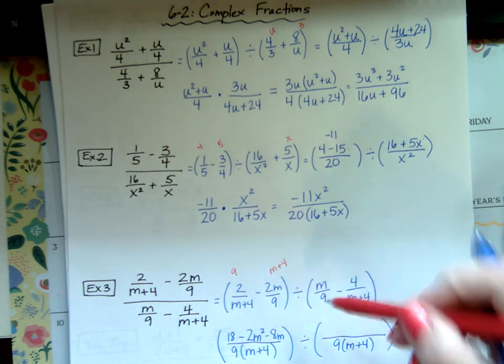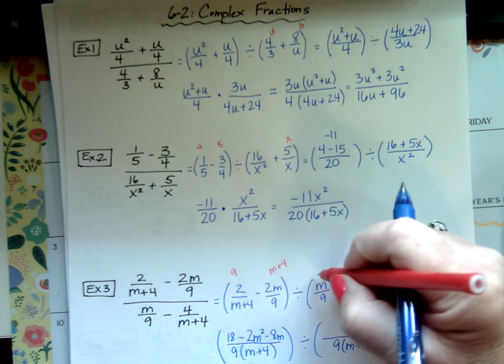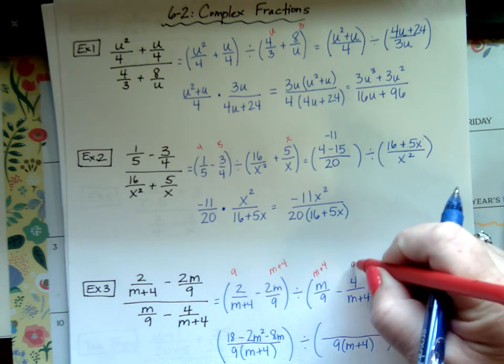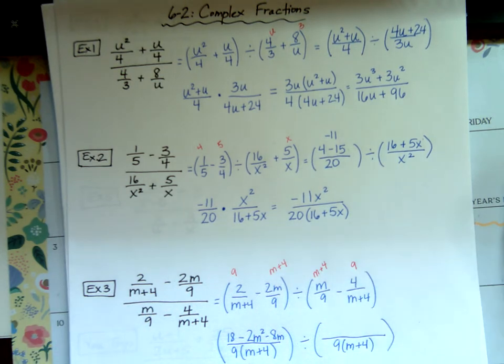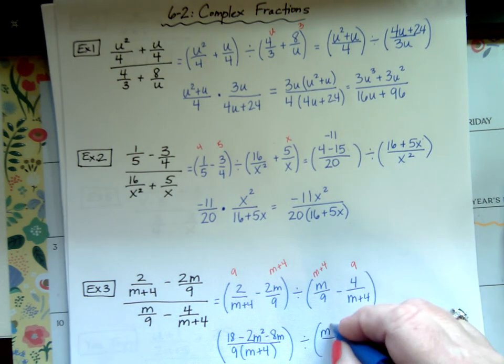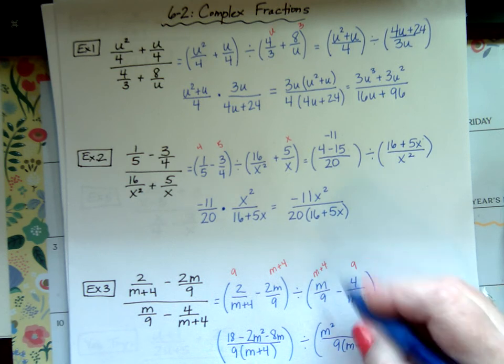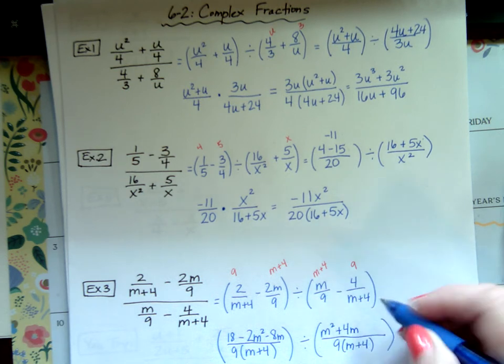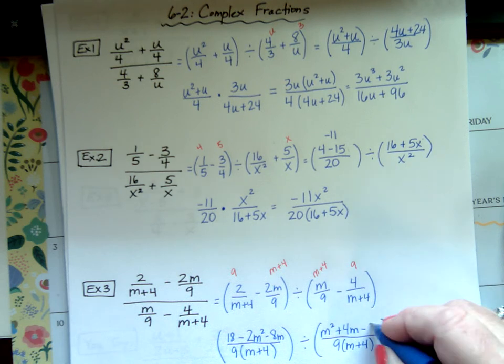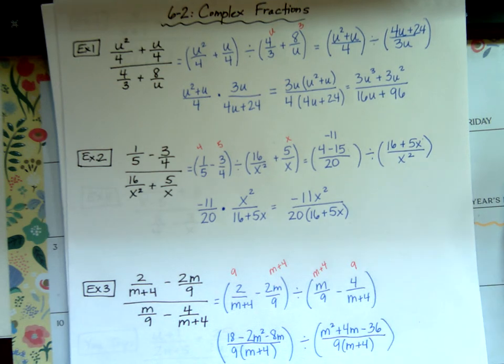This guy has the 9. He needs an m plus 4. This guy has the m plus 4. He needs the 9. So you take what's already there and you multiply it by the piece. So m times m is m squared. m times positive 4 is plus 4m. And it's a subtraction next, and 4 times 9 is 36. All right, we've got the common denominators.